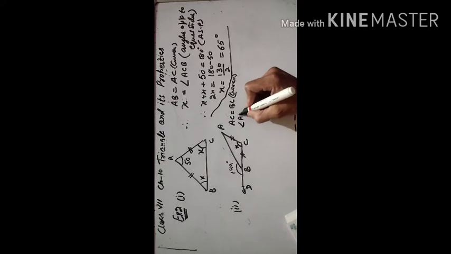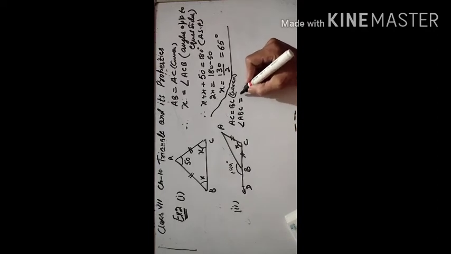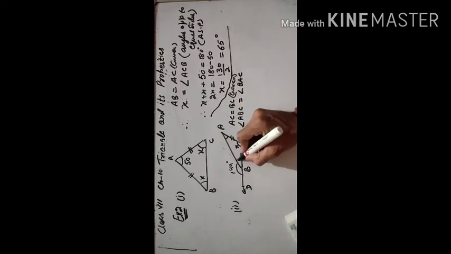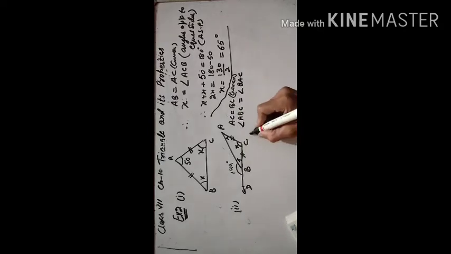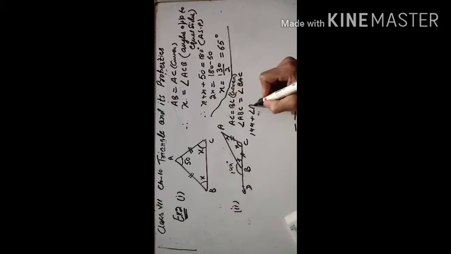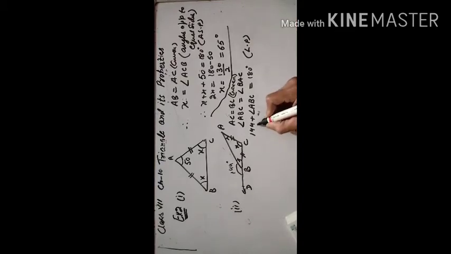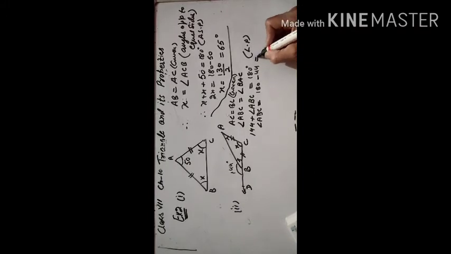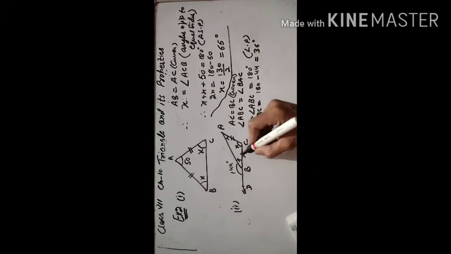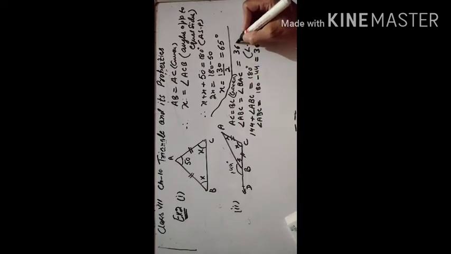Therefore angle ABC is equal to angle BAC. These two angles are equal. Now this angle 144 plus angle ABC is equal to 180 degree, linear pair. So ABC is equal to 180 minus 144, that is 36 degree. Now this is 36 degree, and this is also 36 degree. These both are 36 degree.